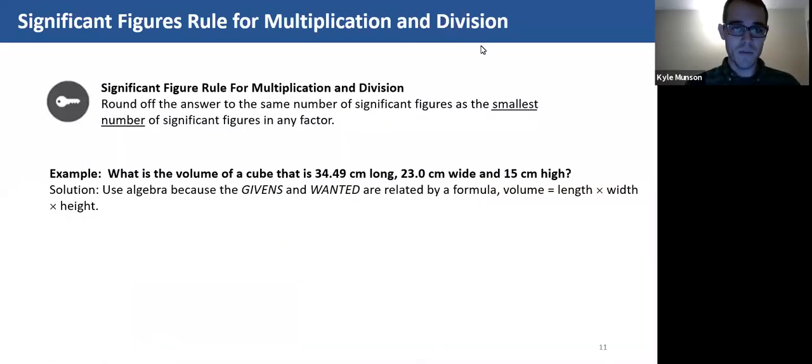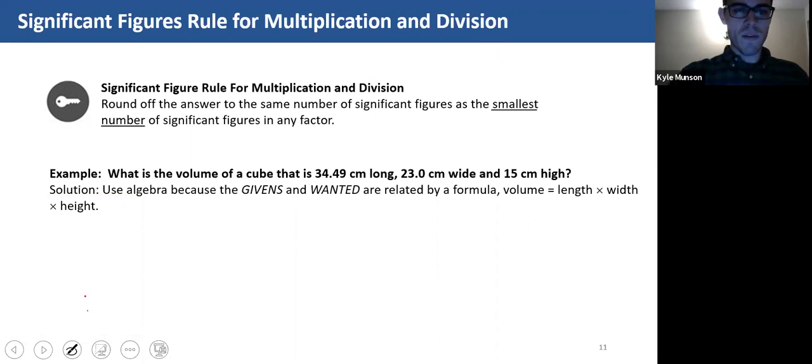All right, here we go. So I believe this is the final video for significant figures, and we want to talk about multiplication and division in this video using significant figures. And what we want to do is, for multiplication and division, our rule is round off the answer to the same number of significant figures as the smallest number of significant figures in any factor.